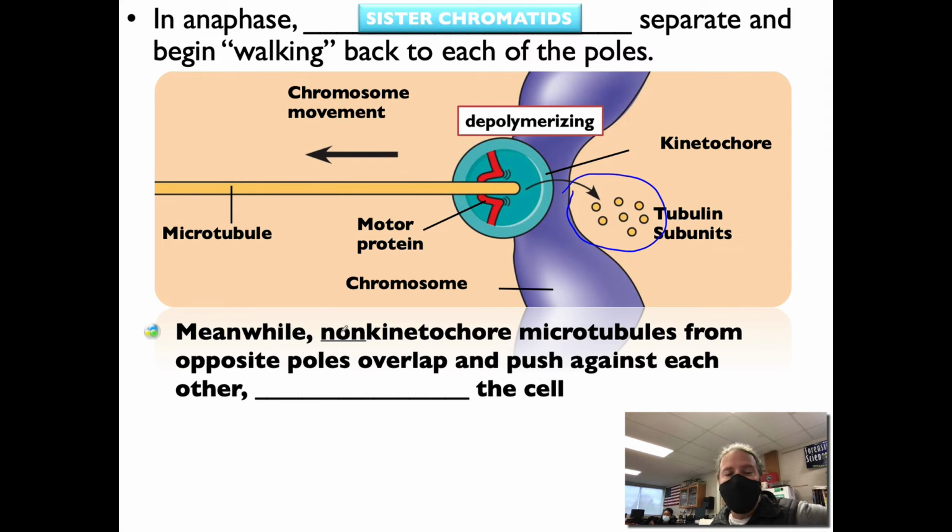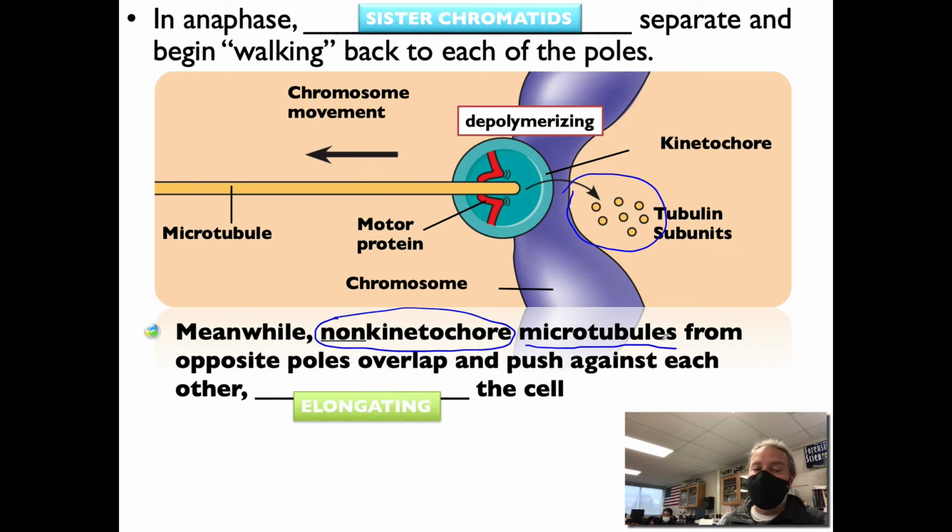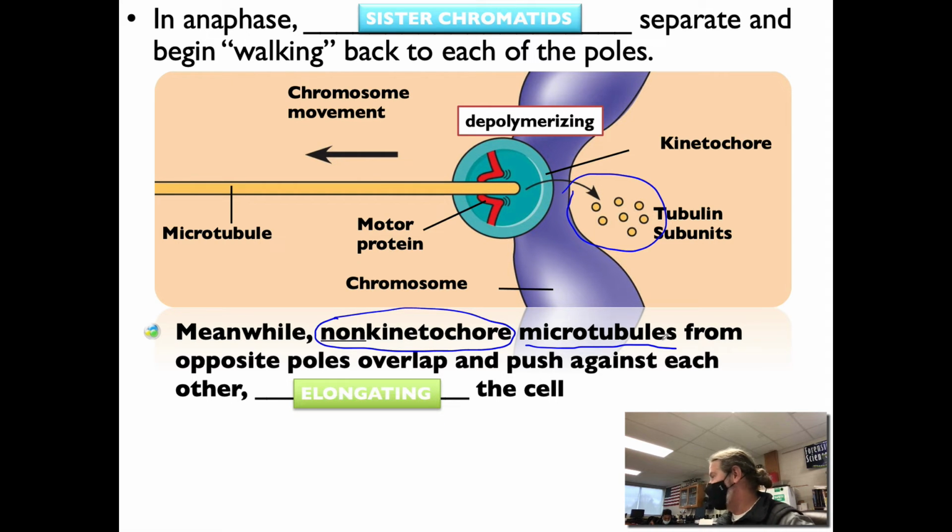But if you look down here, it says, meanwhile, non-kinetochore microtubules. What the heck is a non-kinetochore microtubule? Well, it's one that doesn't connect to the kinetochores. Instead, these microtubules don't have a chromosome between them. They push against each other, one from each side, and what they do is they elongate the cell. Sorry about the white, doesn't always come across the screen so easy to see. Elongate the cell.